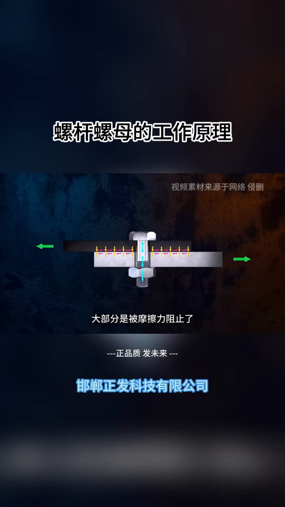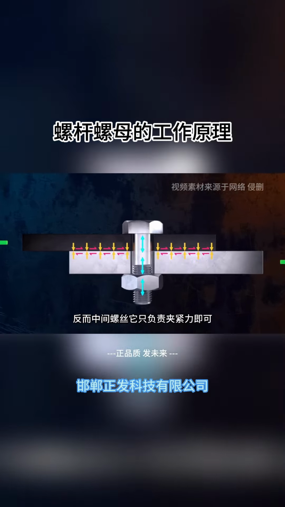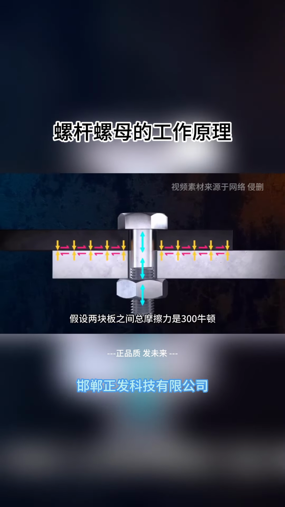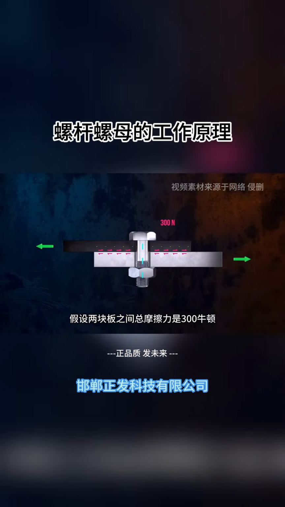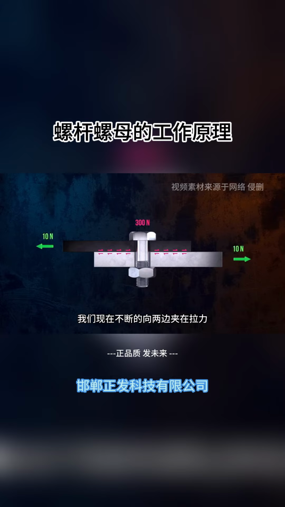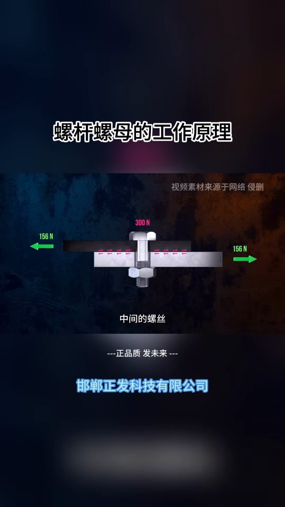Don't underestimate this kind of friction. In reality, the 2 plates cannot slide easily. Most of it is held back by friction. On the contrary, the middle screw is only responsible for tightening the force. Suppose the total friction force between the 2 plates is 300 twists. We are now constantly adding 2 sides to Larry.